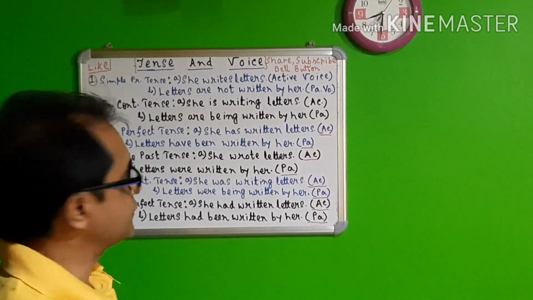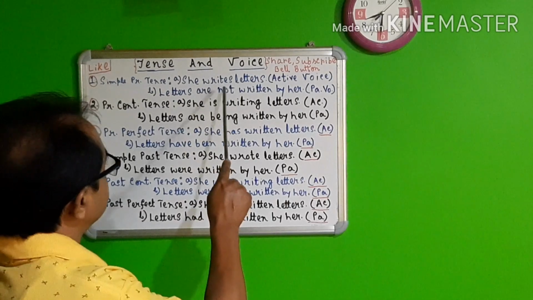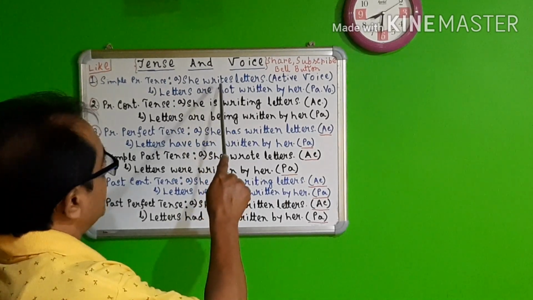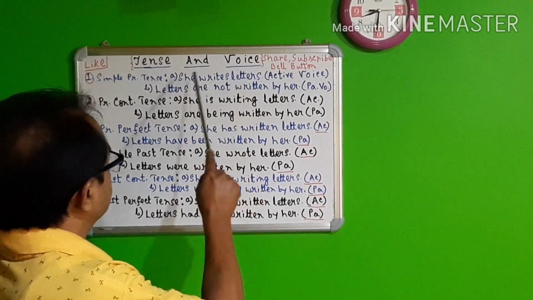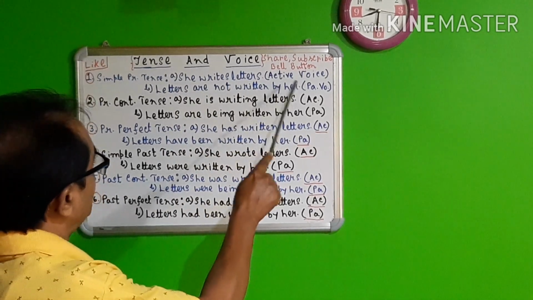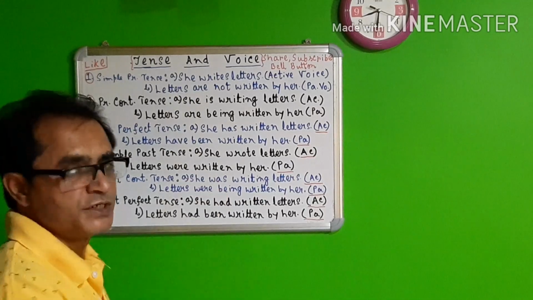She writes letter. She writes letter, this is simple present tense. She is the subject, writes is the verb. It is "writes" because she is the third person singular number. She writes letter: subject, verb, object. This is active voice because she is the subject and she does the work.